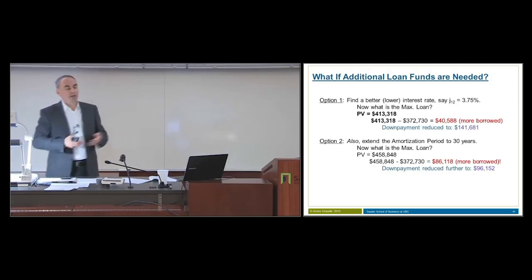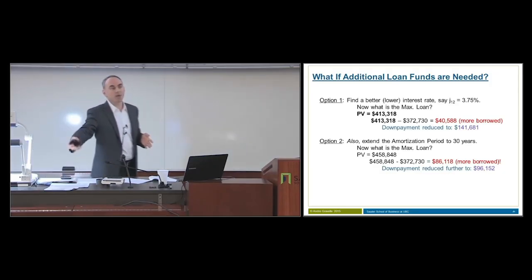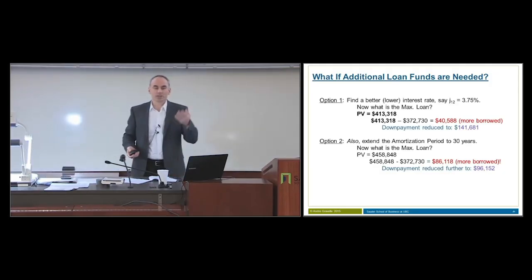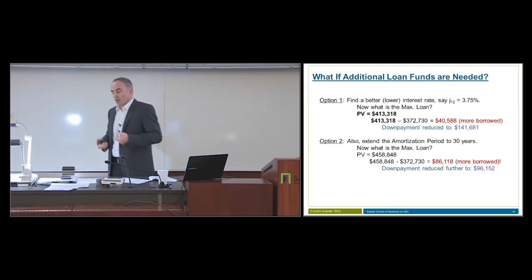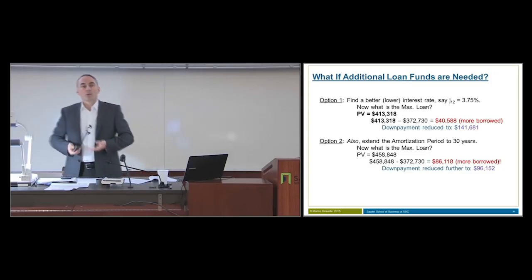Now, of course, with extending the amortization period, you're paying for a longer period of time as well. It's not just simply cheaper money the way the interest rate drop was. So we need $96,000 for down payment. If they don't have that, what are the other options?